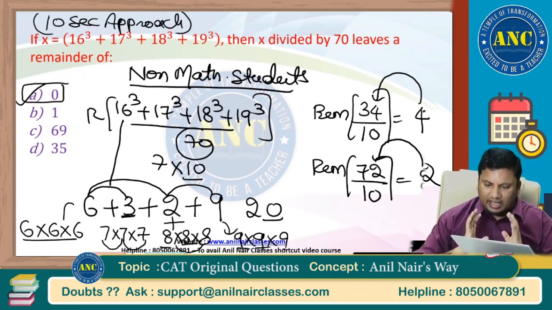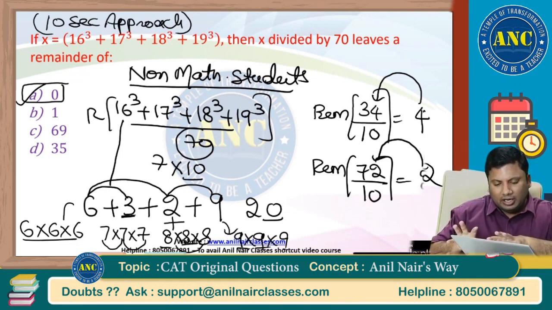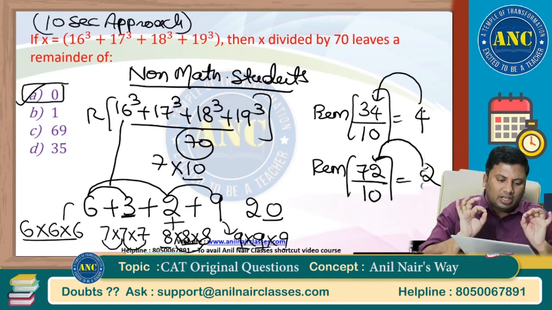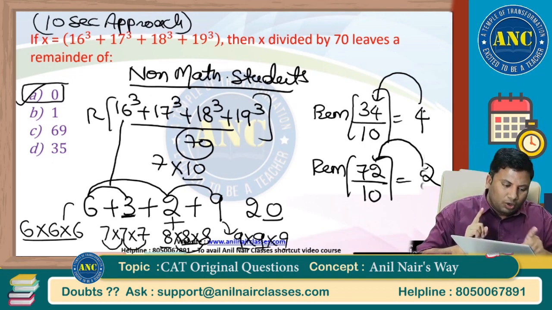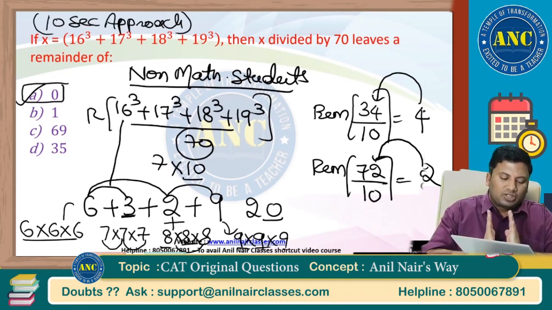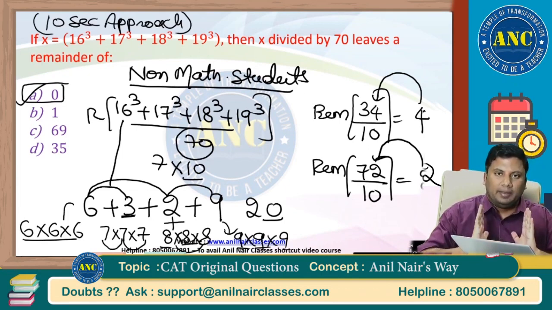What is the idea? X is divided by 70. 70 is a multiple of 10. When you divide any number by 10, the unit digit is nothing but the remainder. Only play with the unit digit logic. 6 cube is 6, 7 cube is 3, 8 cube is 2, 9 cube is 9. 9 plus 2, 11. 11 plus 3, 14. 14 plus 6, 20.